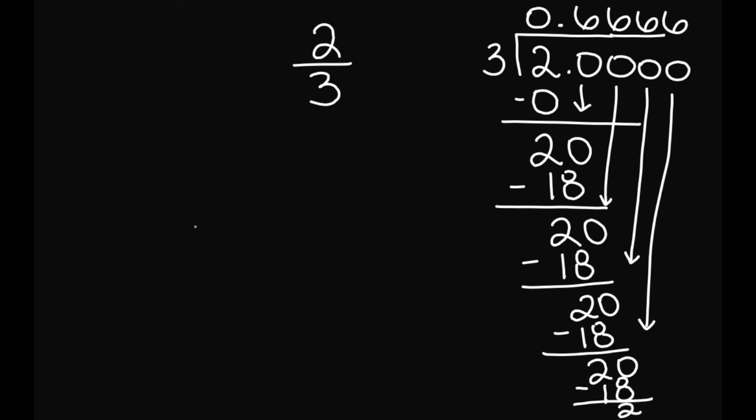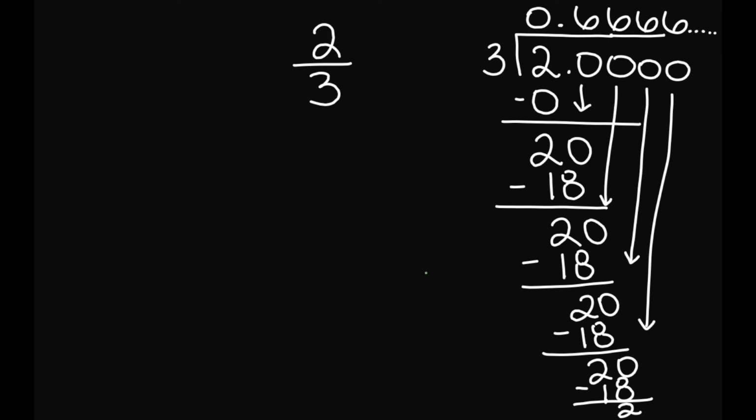So notice for this example that we do have a repeating decimal. So your answer is going to be 0.6 with a line over it just to indicate that it is repeating, or you can round your answer and write it as 0.67.